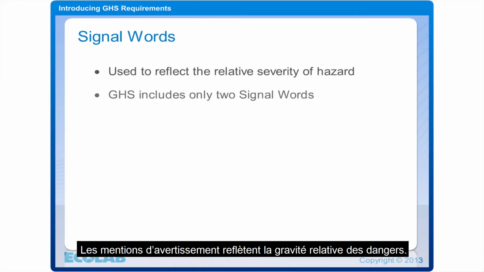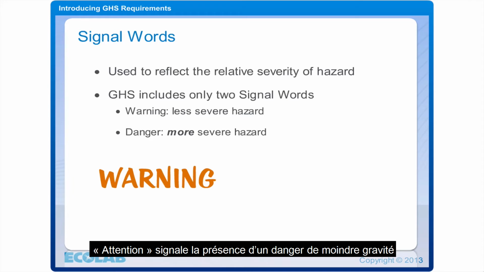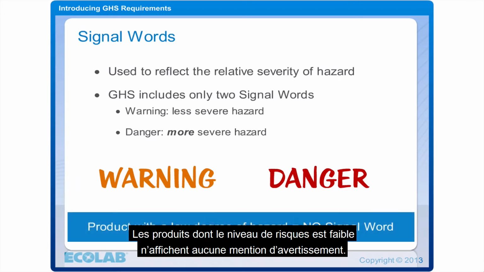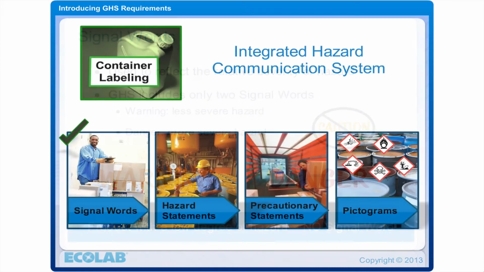Let's start by looking at signal words. Signal words reflect the relative severity of the hazard. In GHS regulation, we have two signal words, danger and warning. Warning indicates a less severe hazard. Danger indicates a more severe hazard. For products with a low degree of hazard, no signal word will appear. In case you are thinking about the word caution, this signal word has been removed from use.